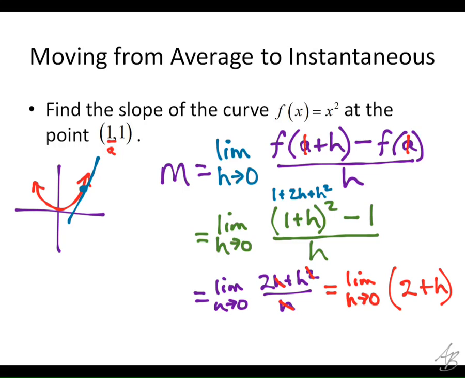Can I use direct substitution now? Yes. Take 0, plug it in for h, and what do you get? 2. So what we just did is we found the slope of the tangent line at the point (1, 1) for the curve x squared. And we had to use this idea of limit.